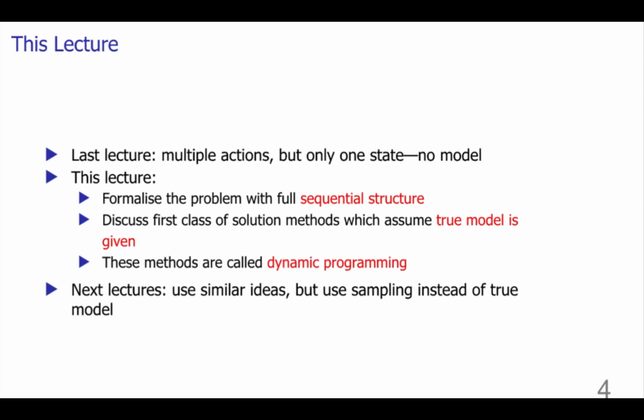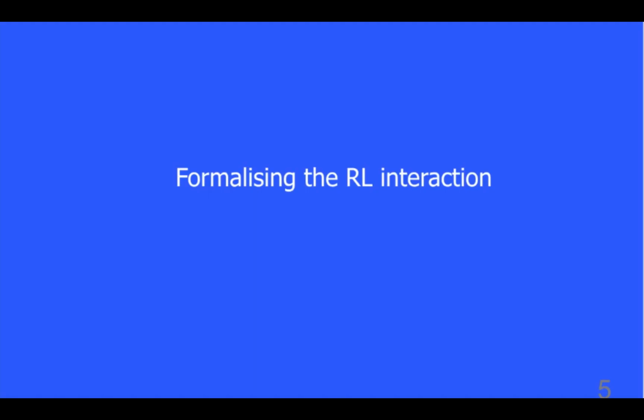So we can simply say this is near to the realistic form of the reinforcement learning problem. We started with the basic one. Now we are in model-based reinforcement learning. Next, we'll talk about reinforcement learning where there is no true model of the environment, but only some samples of the environment rather than the true model. Okay, so let's start by formalizing the reinforcement learning interaction.